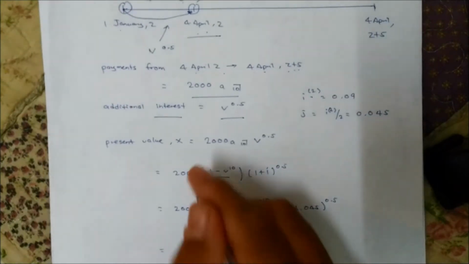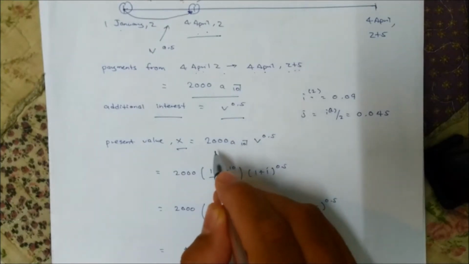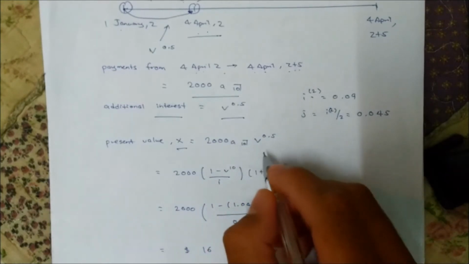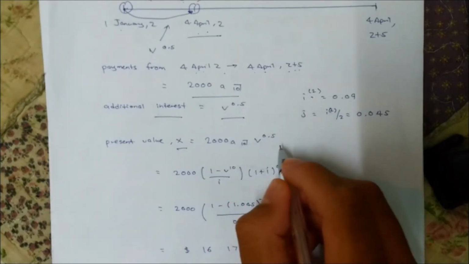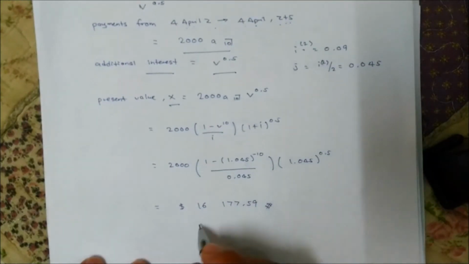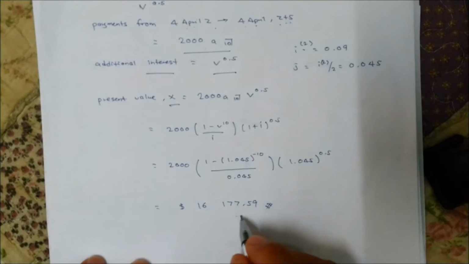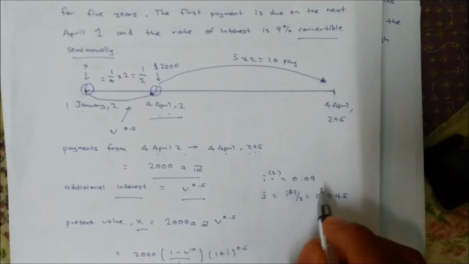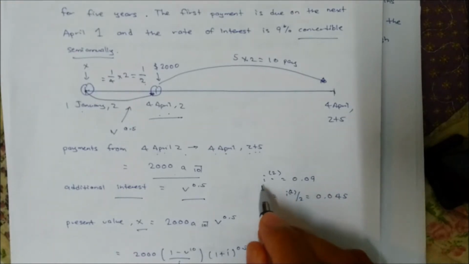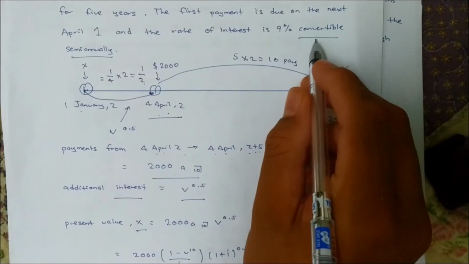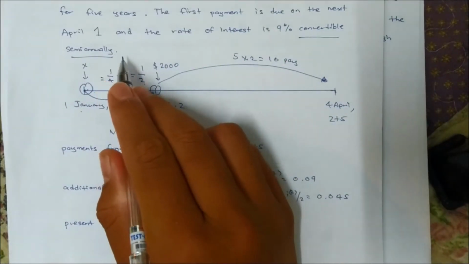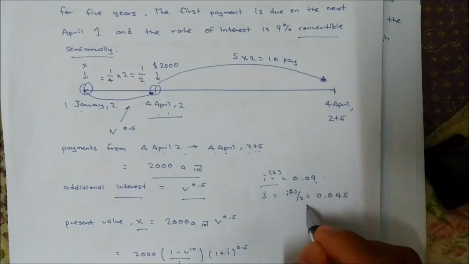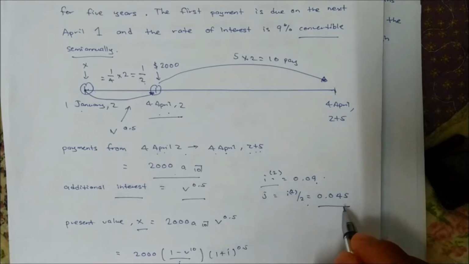So our total present value is going to be 2000 A angle 10 times V to the power of 0.5. So lastly we will get $16,177.59. Before that, we need to find the real value of interest, since the question only gives the convertible semi-annually rate of interest. So we will divide the rate here, which is 0.09, by 2, and we will get the real interest, which is 0.045.